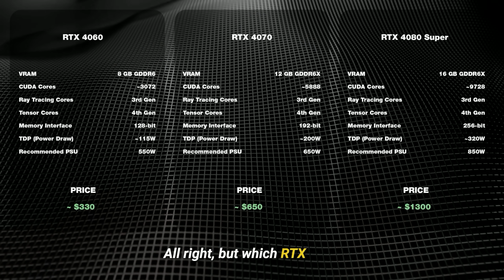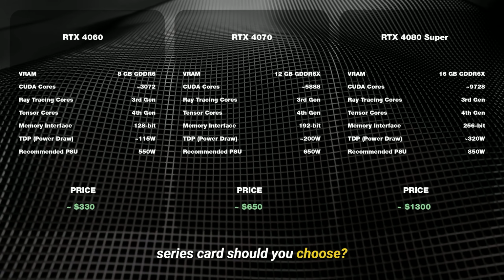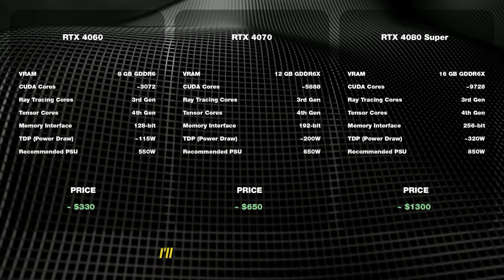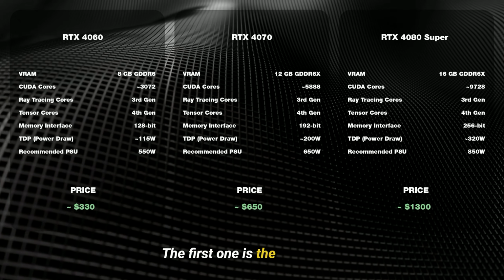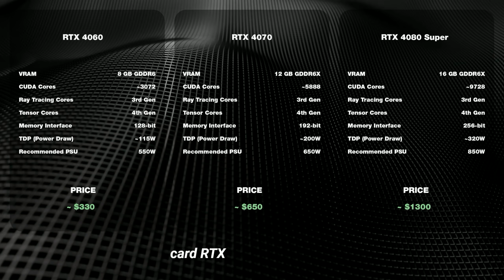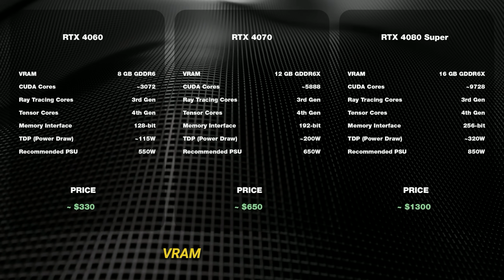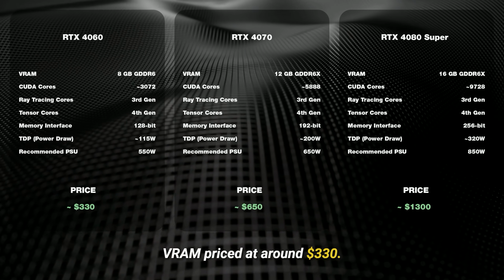Alright, but which RTX 4000 series card should you choose? This depends on your budget, but I'll give you 3 options here. The first one is the entry-level card, the RTX 4060 with 8 gigs of VRAM, priced at around $330.